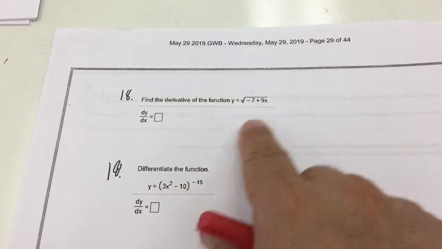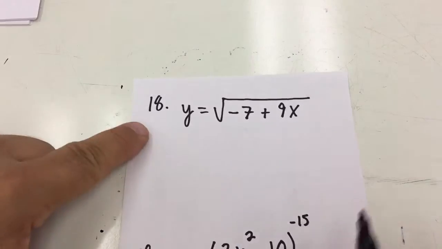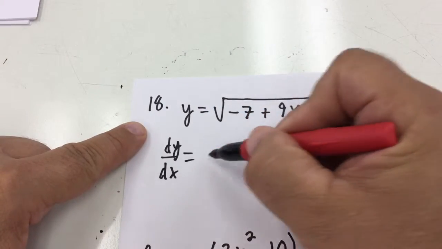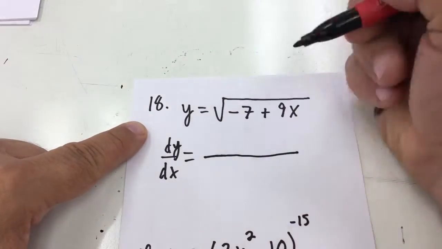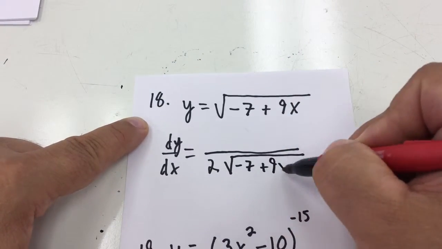Number 18 and 19 are derivative problems. They ask you to find the derivative of a radical, and the derivative of a quantity raised to a power. So for 18, there's a move for this. The derivative, dy dx, is going to equal a fraction bar. And there's a hidden 2 in that index, and that 2 goes down on the bottom. And then you just copy whatever that is down: -7 plus 9x. So we're almost done.